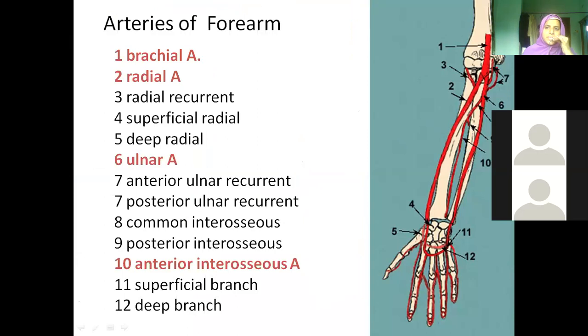What is the name of this artery? Brachial artery. Where is the brachial artery dividing? At the neck of the radius. Excellent. What are the terminal branches of the brachial artery? Radial and ulnar artery. Very good.